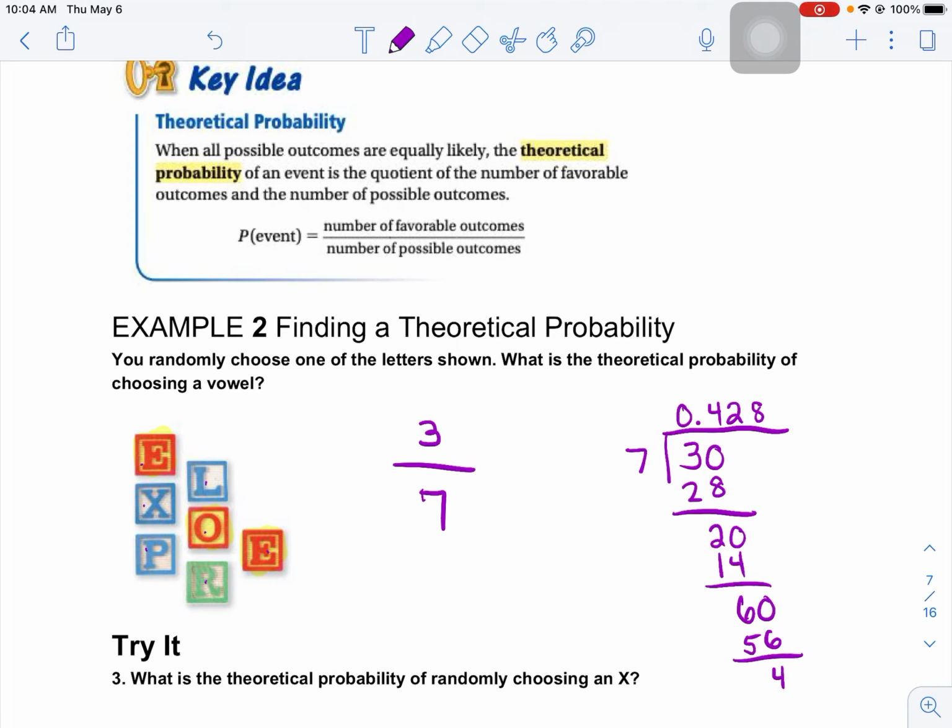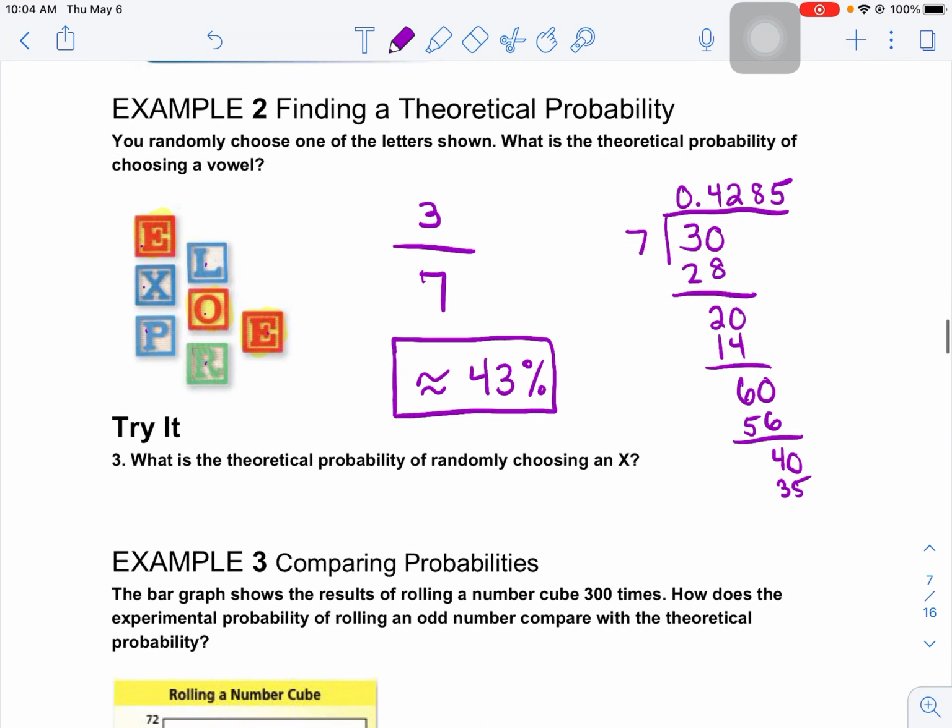Subtract, you get 4. 7 goes into 45 times. Okay, that would be 35. Okay, etc. We could keep going. So we end up with this being about 43%. Okay, remember, you don't have to do long division. You are more than welcome to use your calculator to divide and figure out what that percentage is.